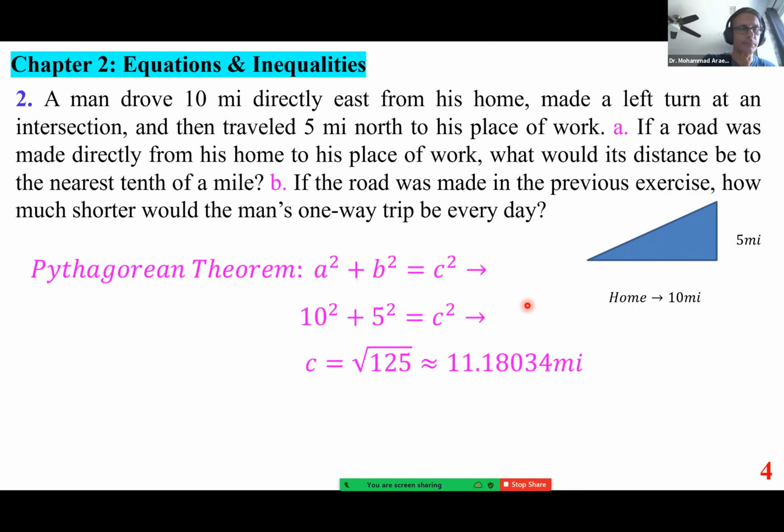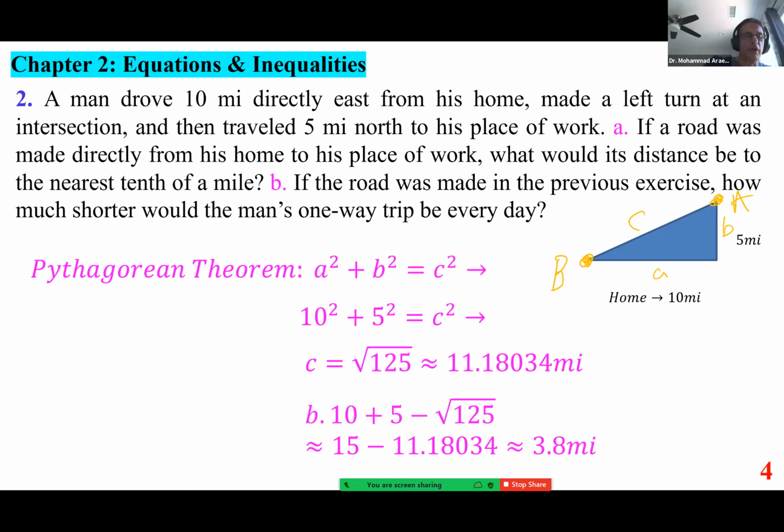C would be this distance. This is A. This is B. So going from this point to this point. So let's say A, B. So that's the distance.